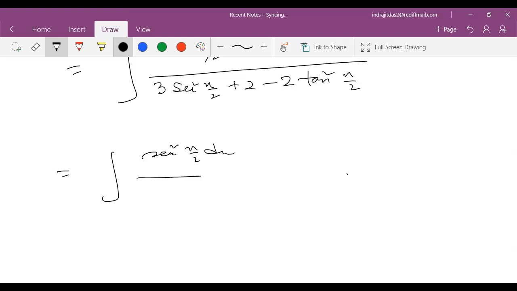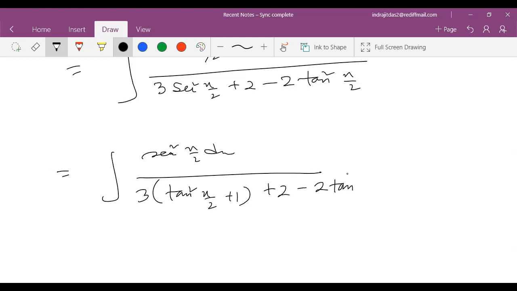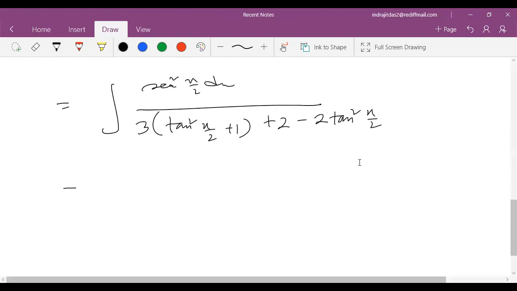And the denominator is 3 sec square x by 2 is tan square x by 2 plus 1. Sec square theta is tan square theta plus 1. Minus 2 tan square x by 2. So now we will open the bracket. If I open the bracket, what will we find?